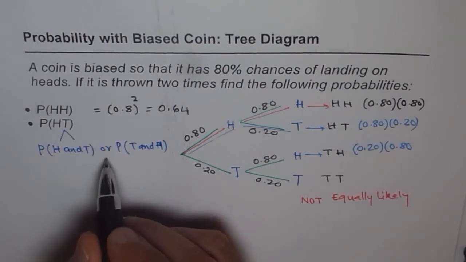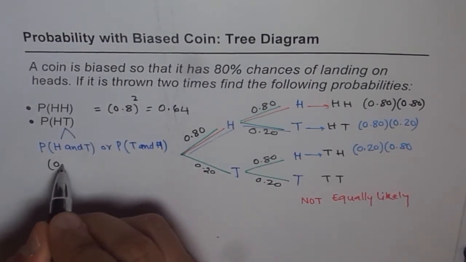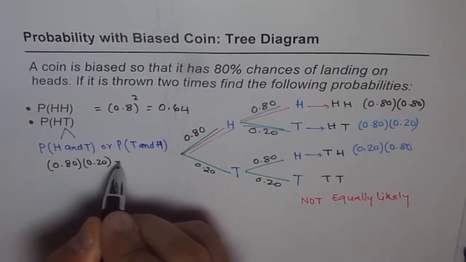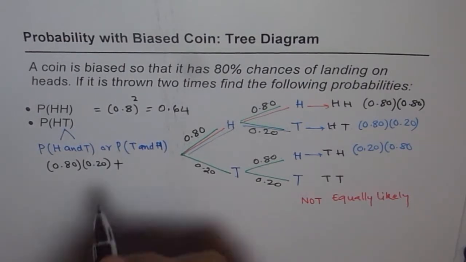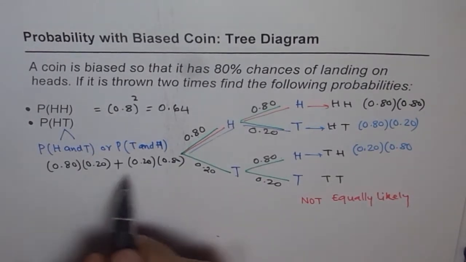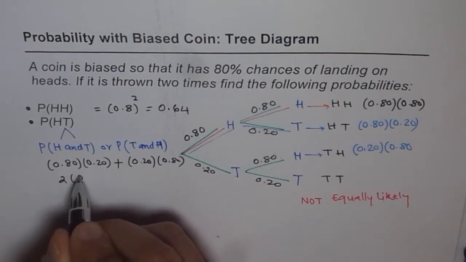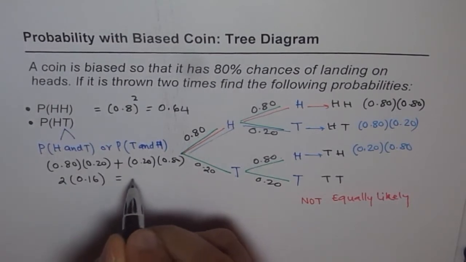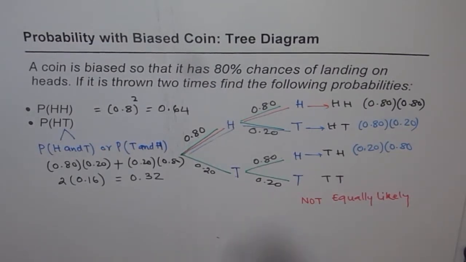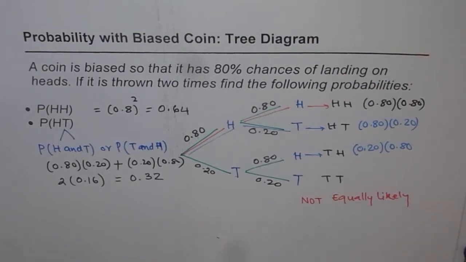Now, or in probability means addition, right? So you can write this as 0.80 times 0.20 plus, because or means plus here, right? 0.20 times 0.80, right? So this is the same thing. 8 times 2 is 16. So we get 2 times 0.16, that is equal to 0.32. So there is a 32% chance that you get the head-tail combination, correct? So that is our answer.